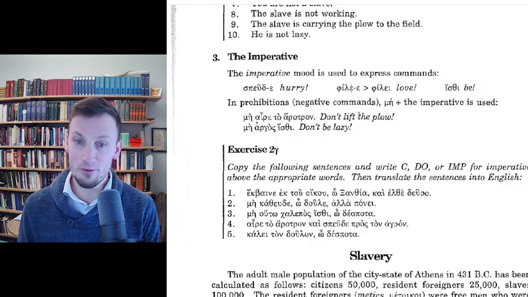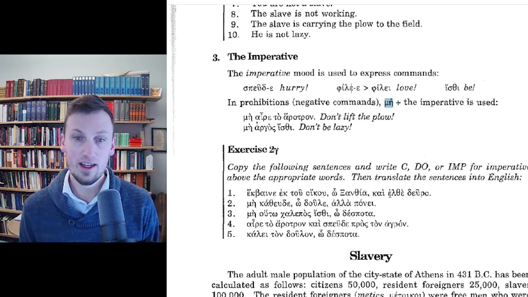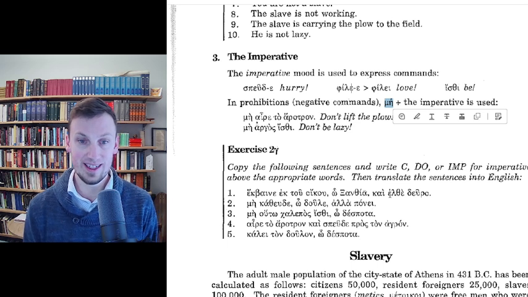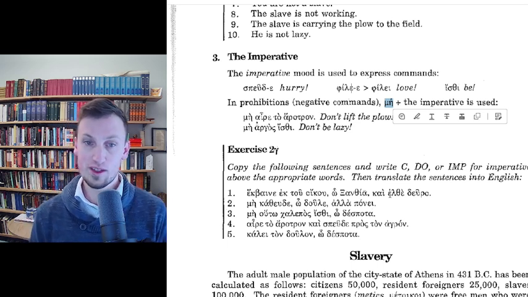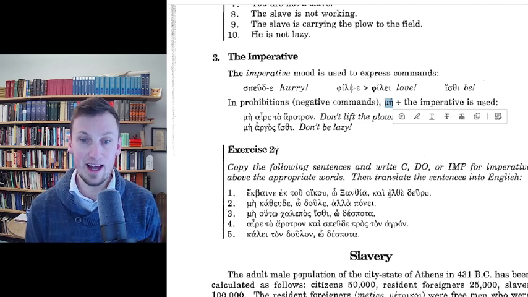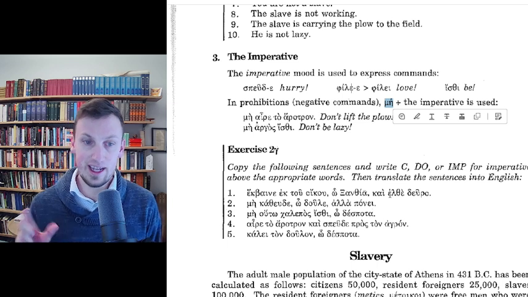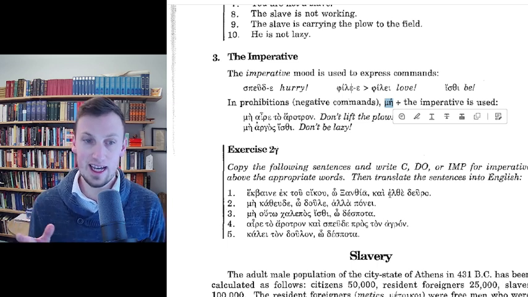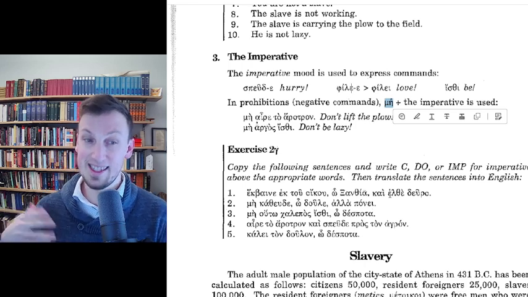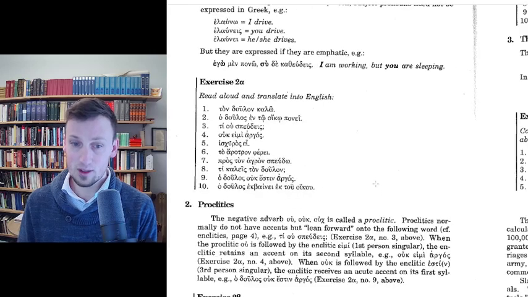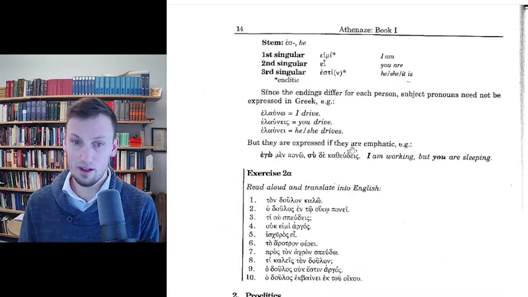That's what we have for now. If you want to negate an imperative, you use this negation me. So you've already encountered the negation, the negative adverb or particle ou, which is for negating indicative verbs. So if you want to say he doesn't hurry, you could say ou spoudazei. But if you want to command someone not to hurry, it has a distinctive negation. Me is for negating imperatives, and we'll find out later it negates some other moods as well, the subjunctive, for instance. Okay, so that's your verbal stuff.